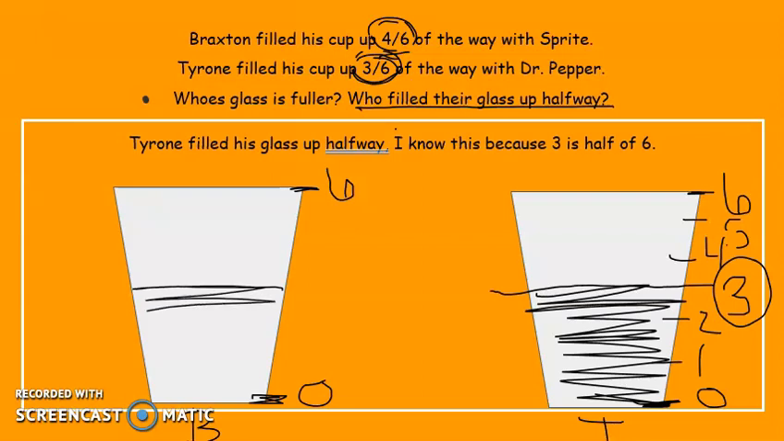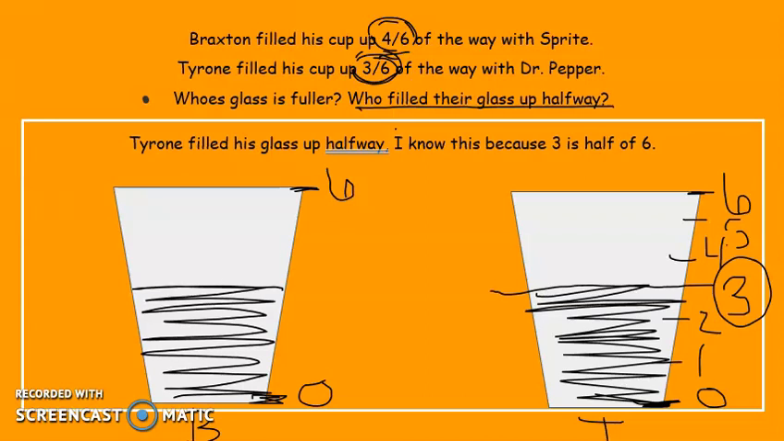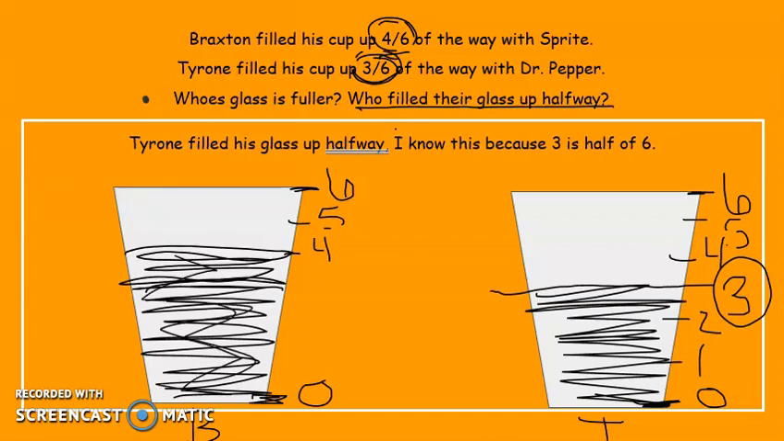So he already met that 3 because 3 is less than 4. So now we've got 4, and 5. So Braxton looks like he drank one more ounce. It doesn't really give us a measurement here, does it? But one more of something than Tyrone did, because he drank 4/6 instead of 3/6. Chocolate milk, I guess, would be. We don't know how much chocolate milk.